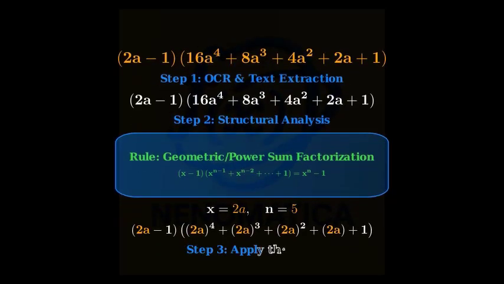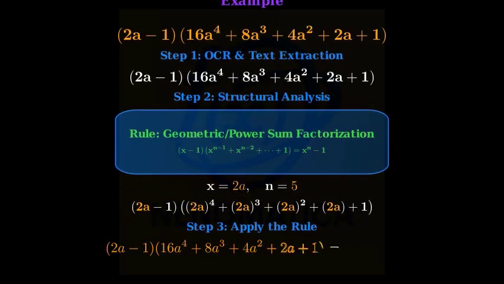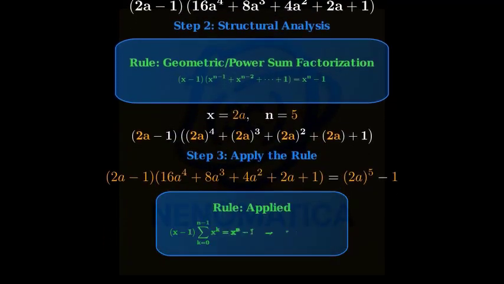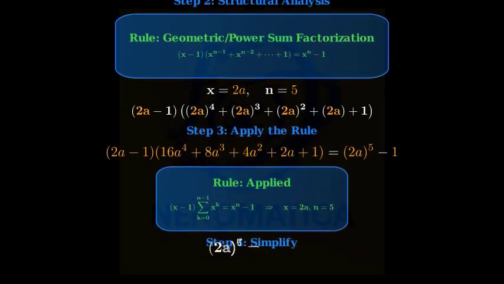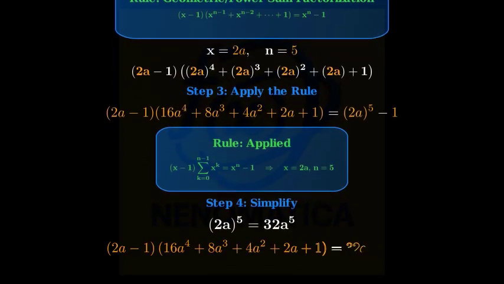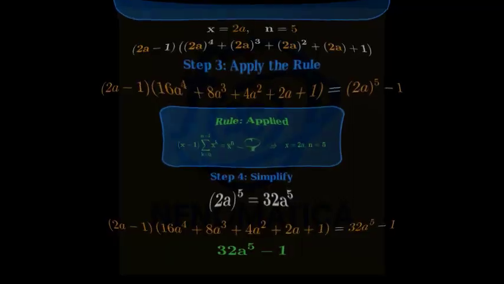Step 3. Apply the rule directly. Replace x by 2a and n by 5 to get (2a) to the 5th minus 1. Step 4. Simplify the power. (2a) to the 5th equals 32a to the 5th. So the expression becomes 32a to the 5th minus 1. Final answer shown in green.